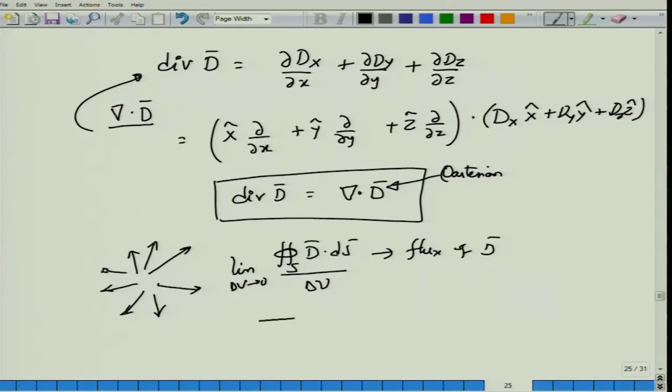For example, consider the field quantity that would be uniform along some axis, right. So, you can imagine that there are these arrows which are all uniform along the entire space, and then imagine that there is a closed surface that we have made. Okay.